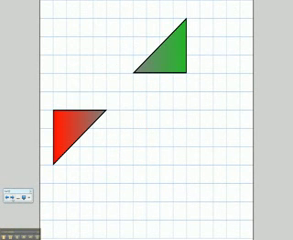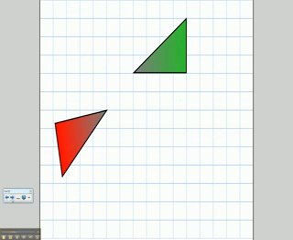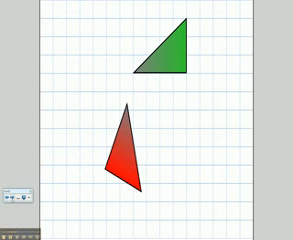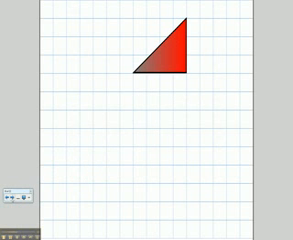Question 2 statement says, the red triangle can be moved to cover the green triangle using one transformation. You'll see here that we can actually move this one, and what we want to do is place this triangle over on top of this one, but just transforming it in one way. Now if you think about that for a second, you can rotate your red triangle and it will cover up that green triangle, and that is considered one transformation.